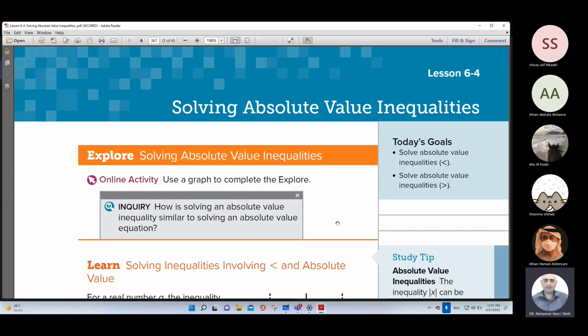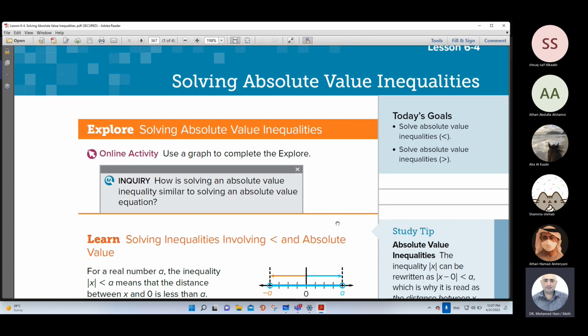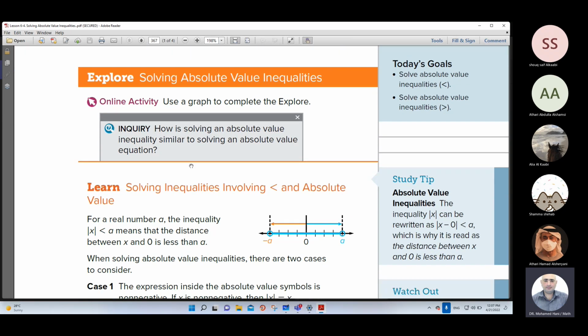Math grade 9 algebra 1. We are in module 6 lesson 4, solving absolute value inequalities. In this lesson we want to learn solving inequalities involving this sign, less than, and absolute value.